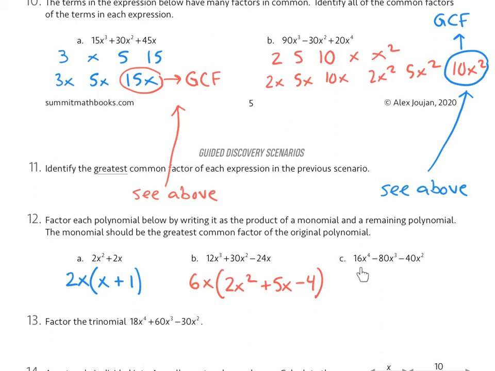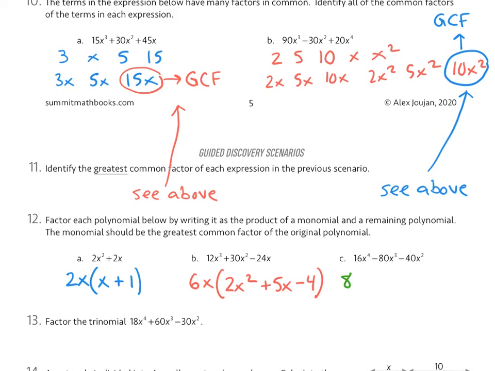Part C, 16x to the fourth minus 80x cubed minus 40x squared. Let's look at the coefficients first, and we can see that one possible factor is 2. All of these coefficients are even. Another possible factor is 4. They're all multiples of 4. And 8 as well. 8 is the largest possible factor that each of these coefficients have in common.